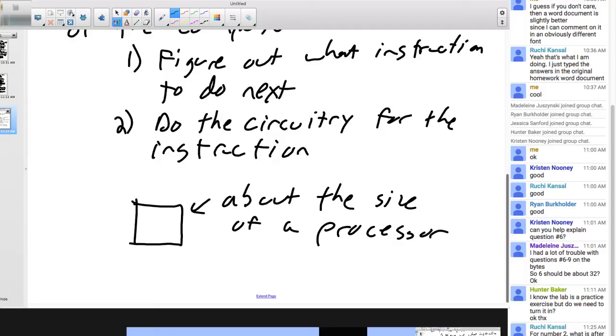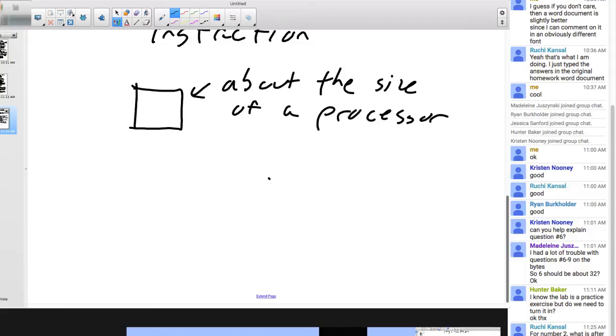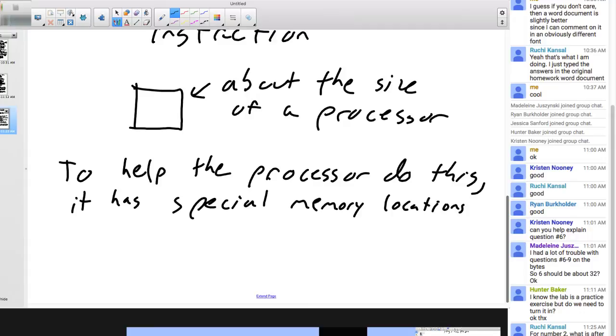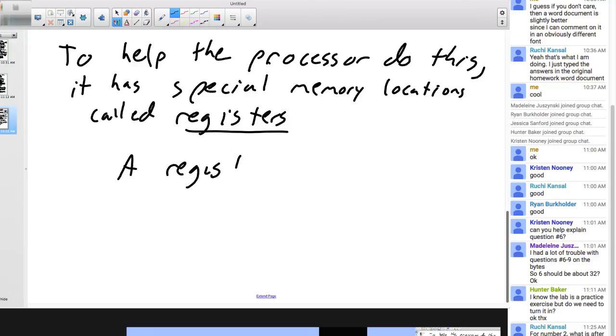So the processor part of the computer is the part of the computer that actually does the steps and runs the programs and manages everything. Everything else helps it out. Okay, so to help the processor do this, it has special memory locations called registers. All a register is, is special memory wired into the processor.